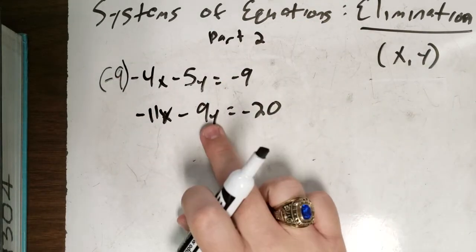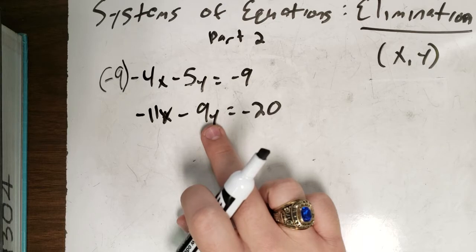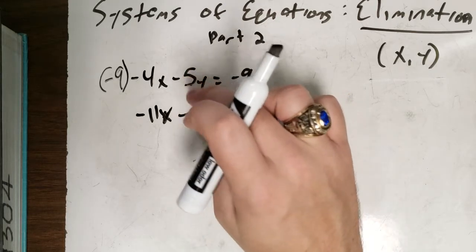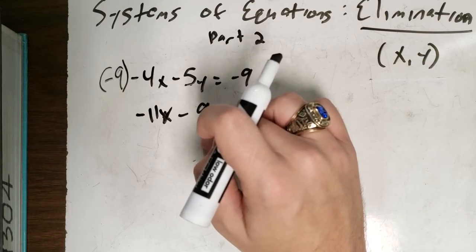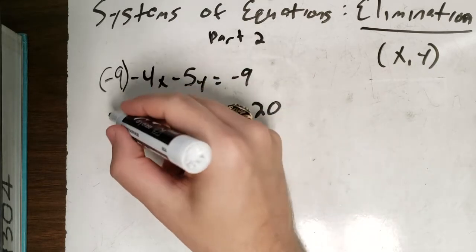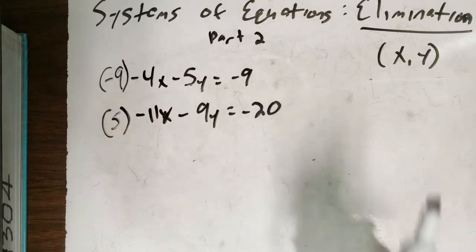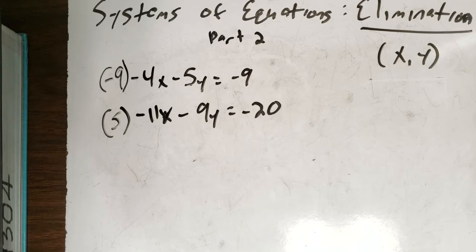Now we have a negative 9 here. What do we multiply negative 9 by to get a negative 45? Remember, if this is going to be a positive 45, we need a negative 45 here. So negative 9 times what equals a negative 45? Well, we multiply by positive 5. Okay? So let's go ahead and do the math.